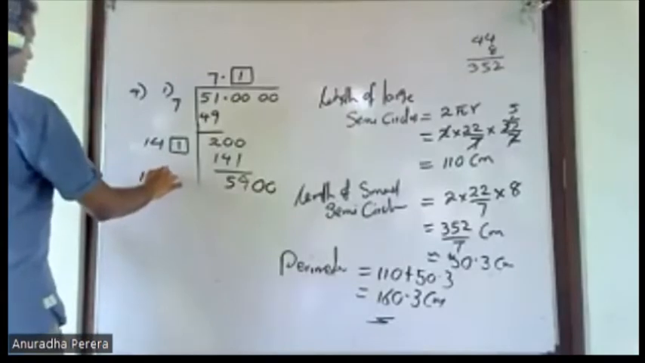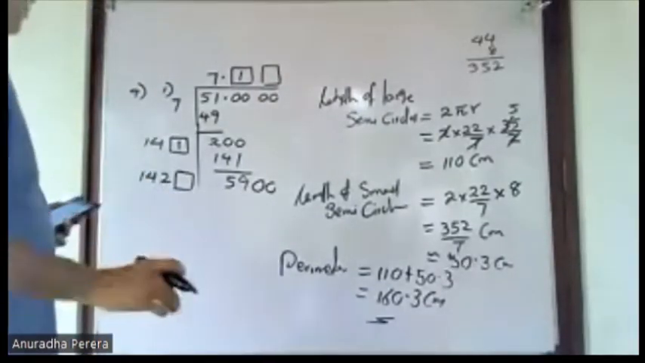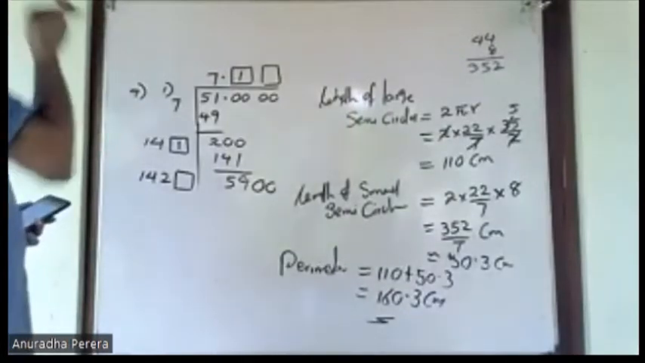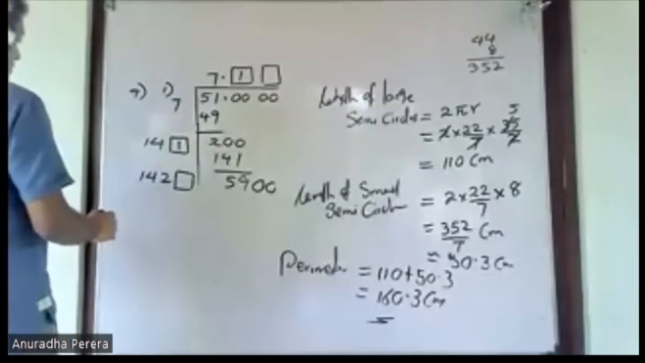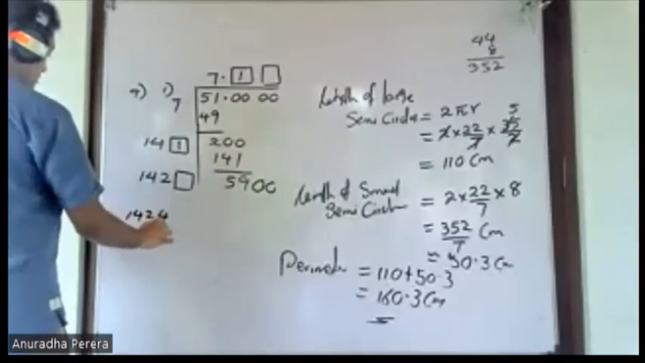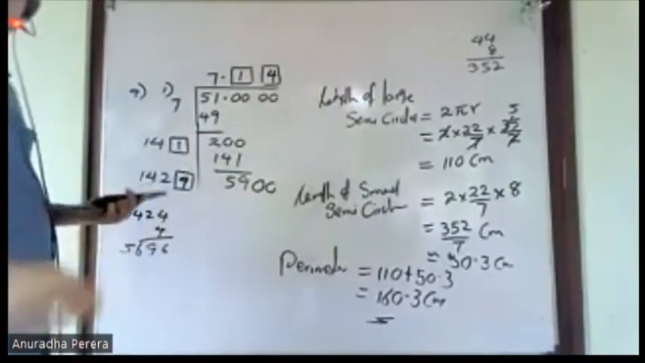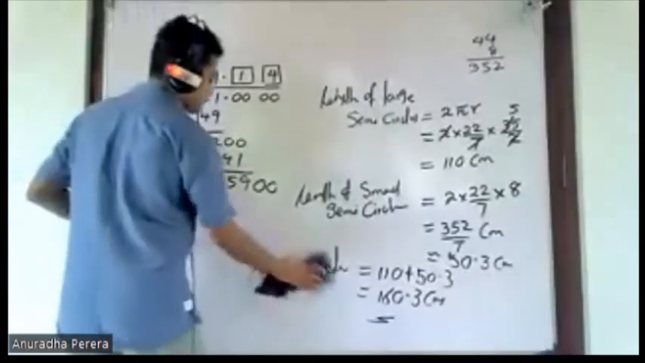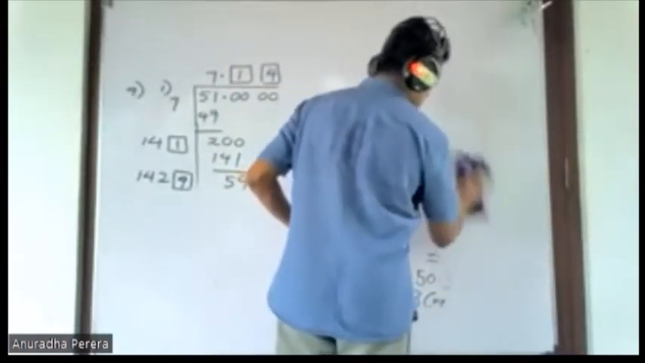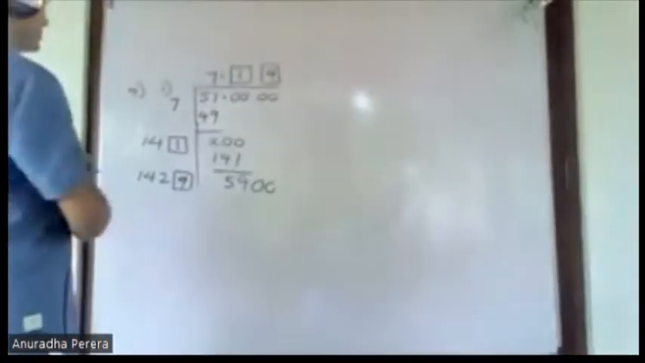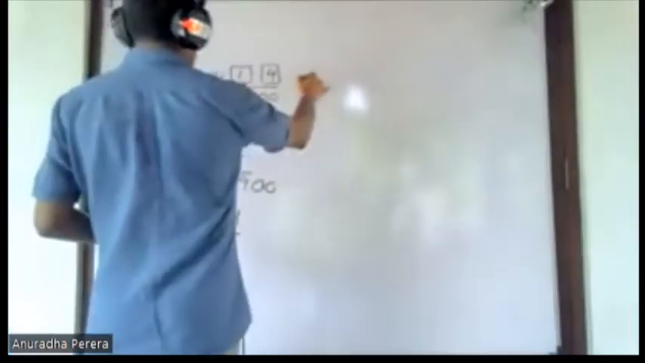Twice of 71, 142. The value is yes, 4. To the first decimal place, your answer is 7.1. So root 51 equals 7.1.